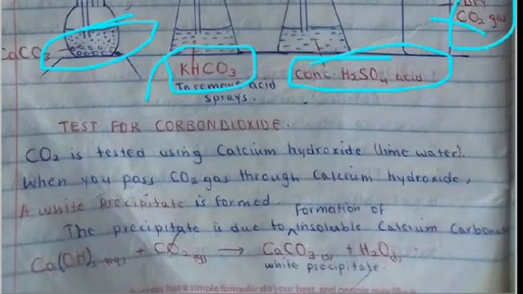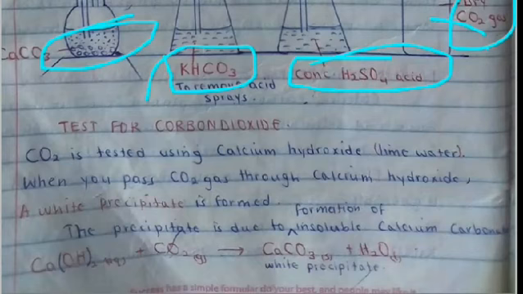Now, how do we test for carbon dioxide gas? How do you know that this one is carbon dioxide gas? That is another important question which we needed to know. Carbon dioxide is tested using calcium hydroxide, or the one which we call lime water. So it is tested using lime water, calcium hydroxide.